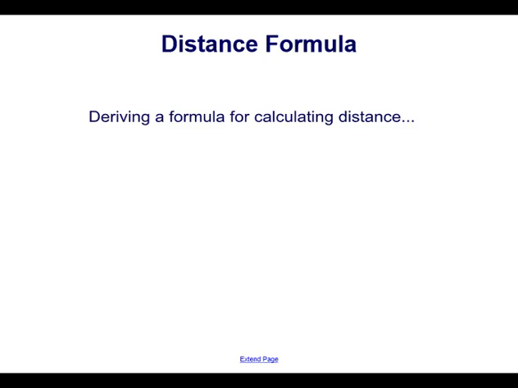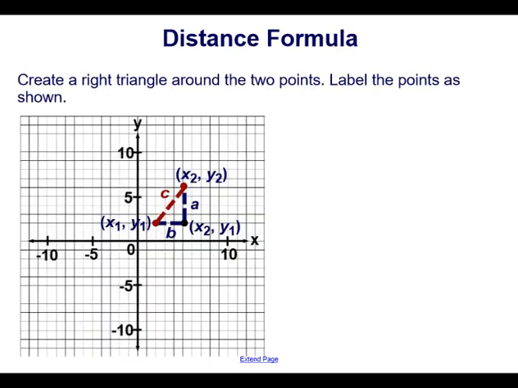Now, from the Pythagorean theorem, we can derive a formula for calculating distance. We don't have to create a right triangle every time we're given 2 points that are not horizontal or vertical to each other. There actually is a formula we can use, but it starts out and relates to the Pythagorean theorem. So here we have an example of 2 points on the coordinate plane.